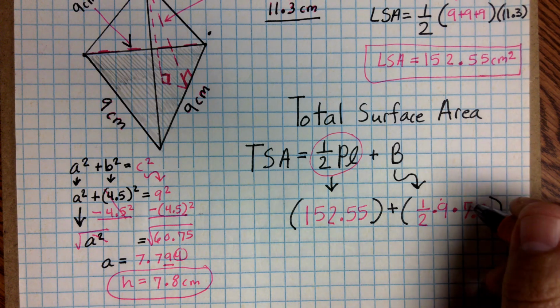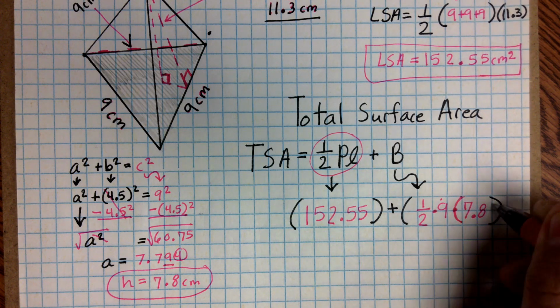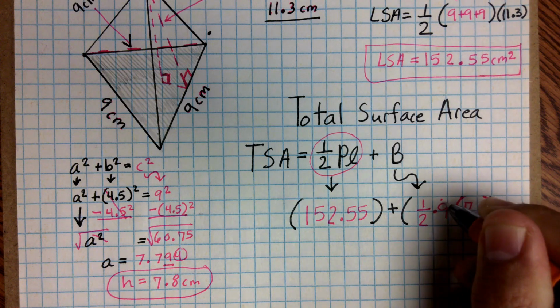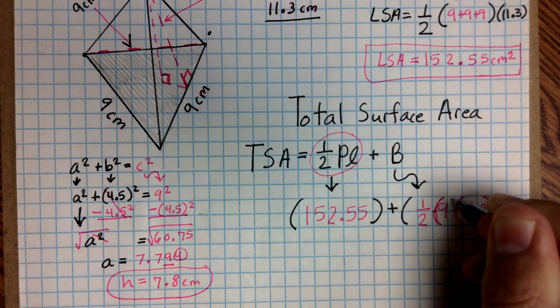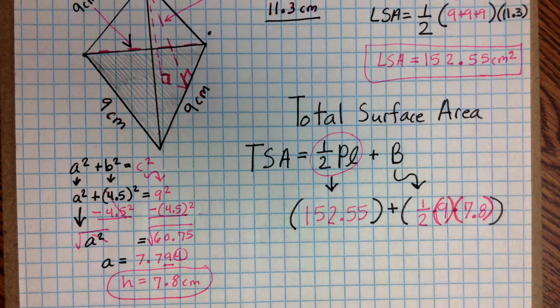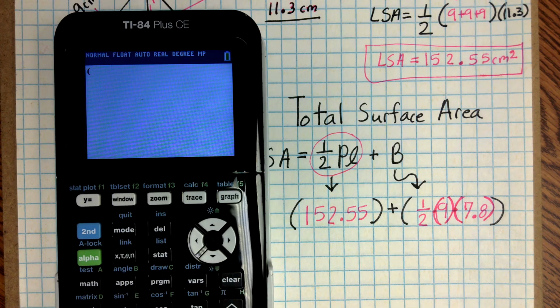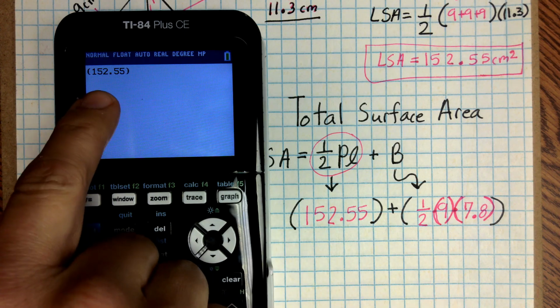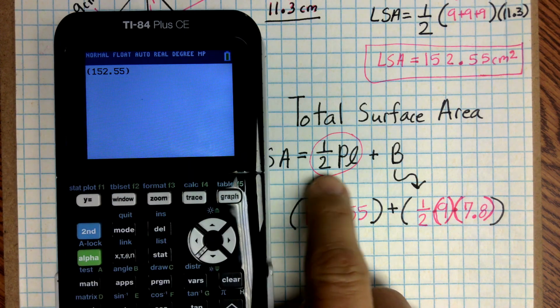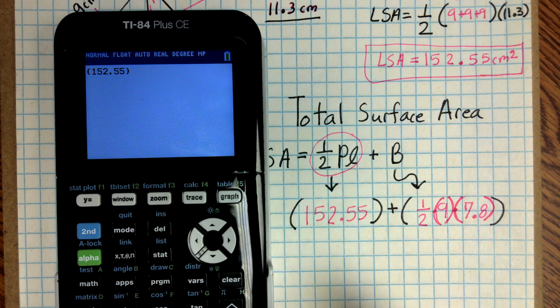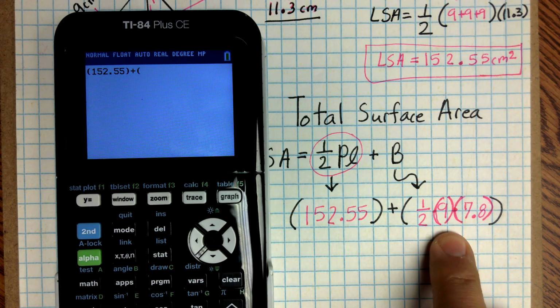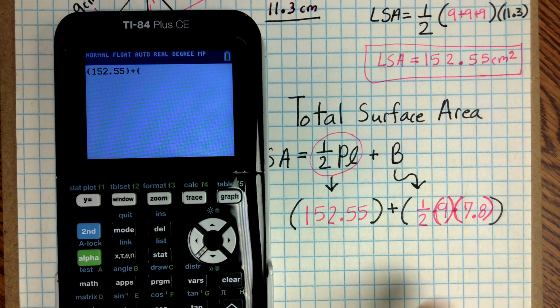And I realize for you watching the video, it may look confusing with these dots everywhere, so I'm going to put this in parentheses to show it's being multiplied so that there's no confusion about the decimal. So parentheses 152.55. That represents our lateral surface area, our 1/2 times the perimeter times the slant height, and then plus the area of our triangular base.